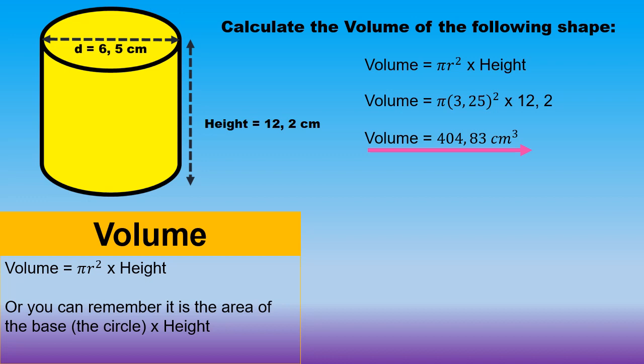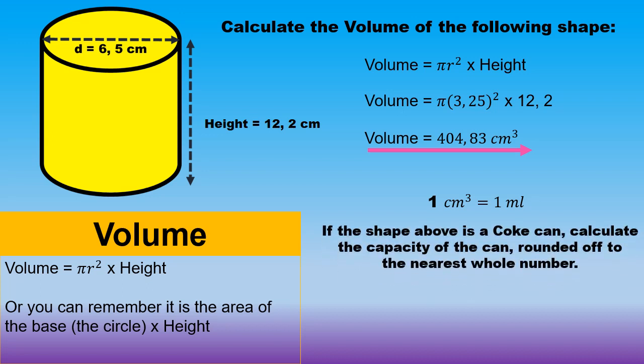Okay, but what if I take this a little bit further and I say to you, let's work with the capacity. They will always give you the capacity exchange. So 1 centimeter cubed is 1 milliliter. And if I ask you how many milliliters can go into this, let's pretend it's a Coke can. How many milliliters can go in there? So it's a direct exchange. Just going to read that question again. If the shape above is a Coke can, calculate the capacity of the can, round it off to the nearest whole number. So it's an exact 1 to 1 ratio. So immediately you can say, okay, it's going to be 405 milliliters. And that is also the capacity.